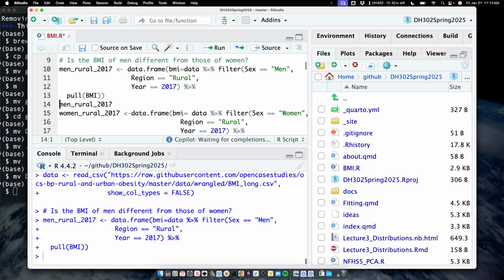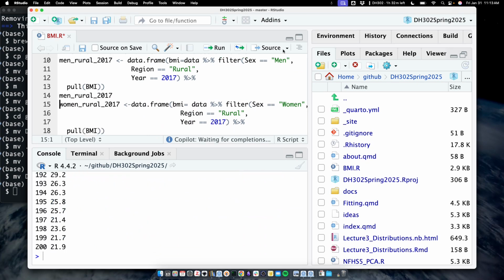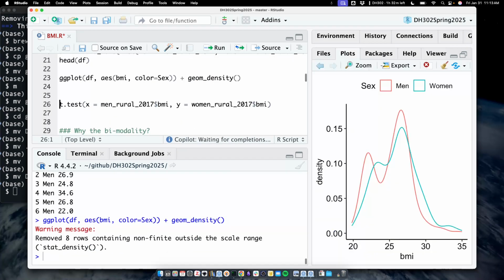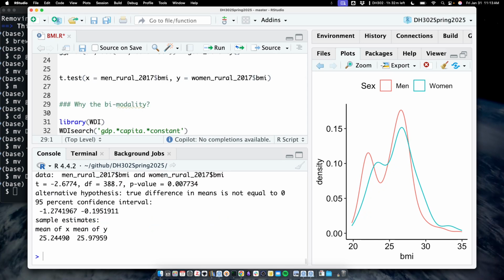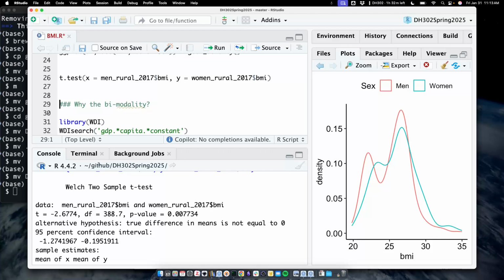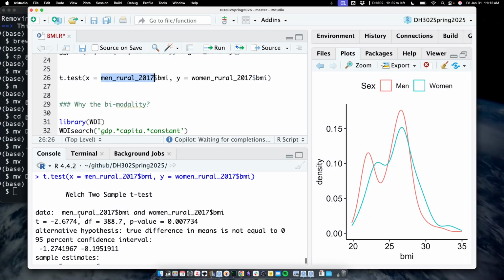So this is the men rural. I'm just pulling out the rural BMI for men in 2017, and then I'm doing the same thing with women. I'm putting it together and plotting it, and this is the plot that you have seen for a while now. The next thing I did is a Welch t-test. A very simple t.test, sample 1 versus sample 2. And you get your t statistic, which is minus 2.6, and your degrees of freedom is 388.7.